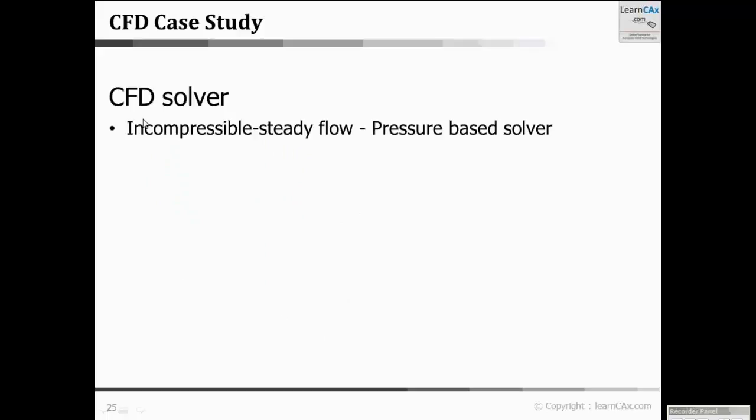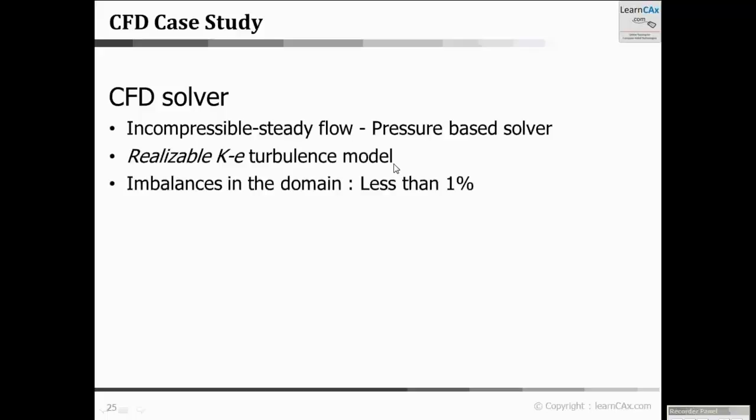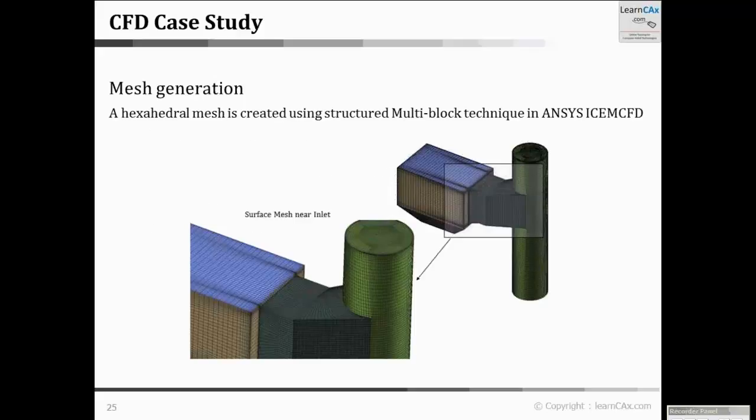The CFD solver that we are going to use is an incompressible steady state flow pressure based solver. We are using the realizable K-epsilon turbulence model. We are going to ensure that continuity is balanced throughout the domain when we solve it. The convergence criteria of 1E minus 3 is used, and also second order upwind scheme is used. Again, these are all related to CFD, all these terminologies and solver terms. So don't worry even if you don't understand them right now.